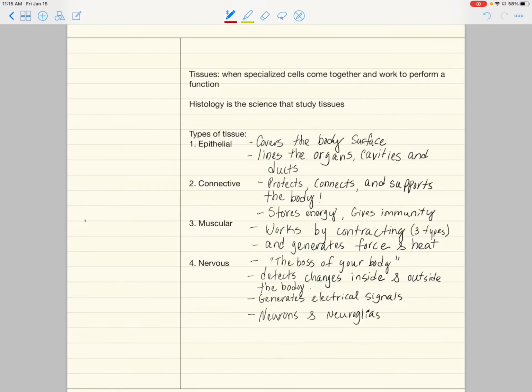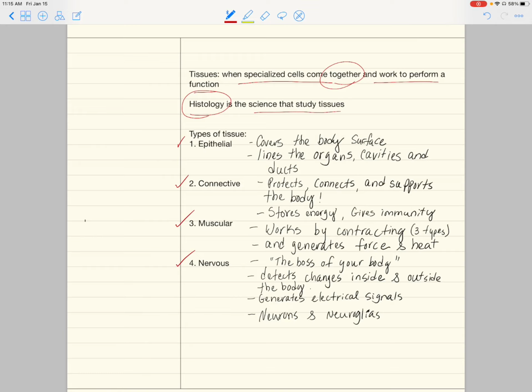Let's talk about tissues. Your tissues are a group of specialized cells that need to come together in order to work and perform a specific function. So your cells have to combine to form tissues. The study or science of tissues is called histology. Based on this, we can classify tissues into 4 primary types. The first one is epithelial, second is connective, third is muscular, and fourth, nervous tissue.